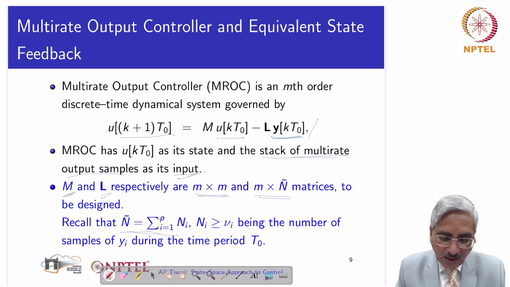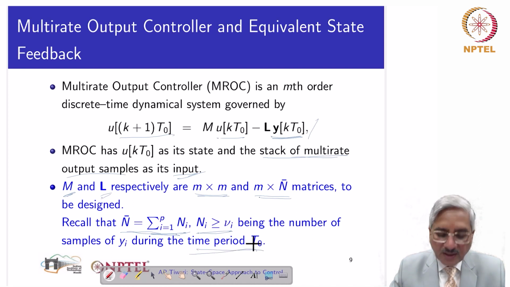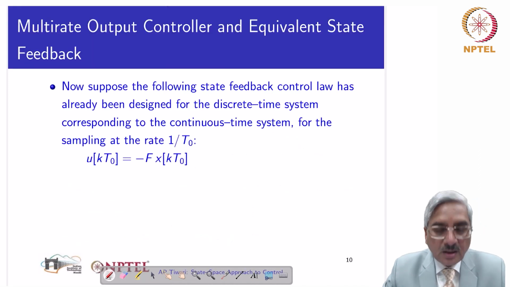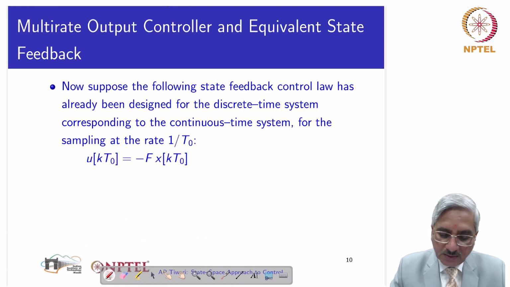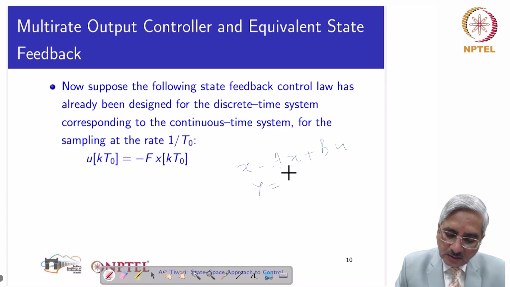This n bar is the summation of all the n's, and all the capital N's must be greater than the nu i's, the observability indices of the different outputs, corresponding to the sampling at the rate of T0. These are to be satisfied. Now what we are doing is assuming that for the system, we basically had x dot equal to Ax plus Bu, y equal to Cx.